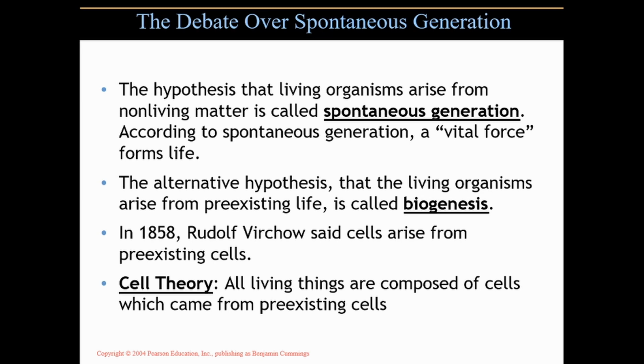And in 1858, a German scientist, he was a pathologist, Rudolf Virchow, he said the cells arise from pre-existing cells, which would have been a revolutionary statement to make then. He was foundational in making what's called the cell theory. This was one part of it, that all cells arise from pre-existing cells. So he was definitely in favor of biogenesis and not spontaneous generation.